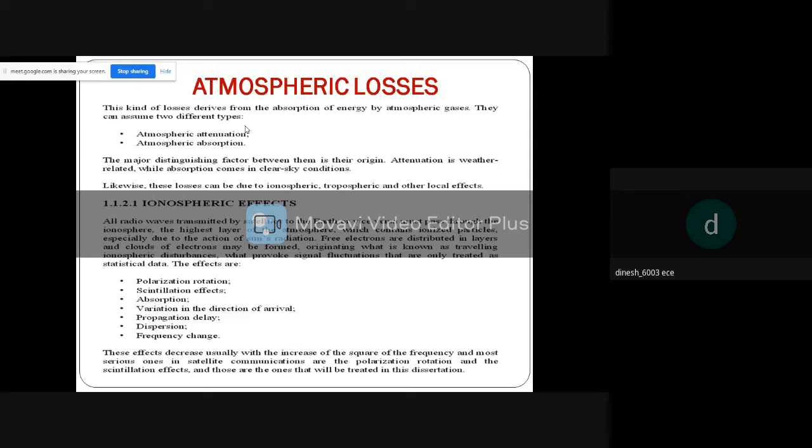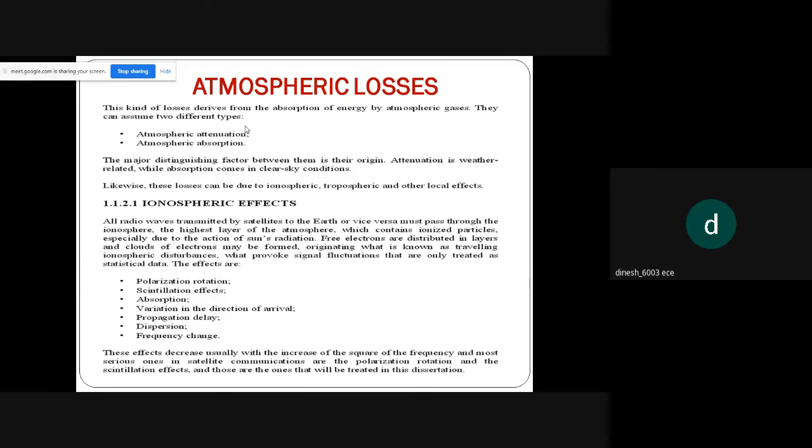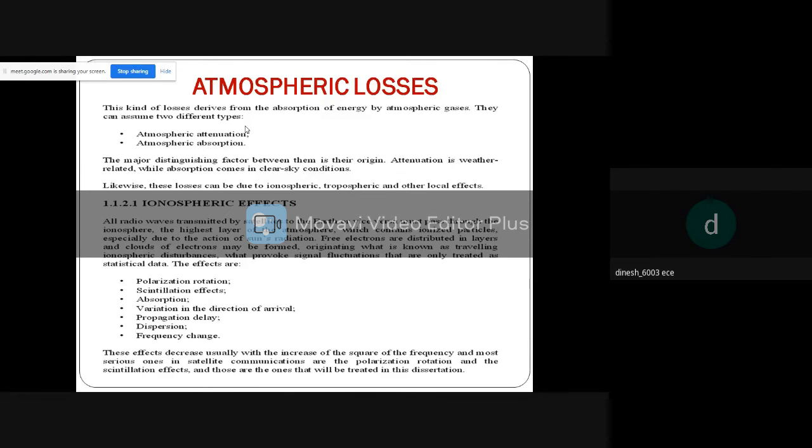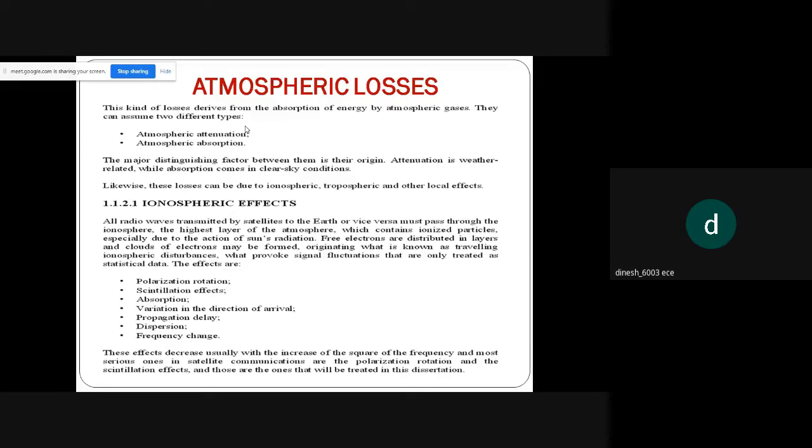The effects due to these traveling ionospheric disturbances are polarization rotation, scintillation effects, absorption, variation in the direction of arrival, propagation delay, dispersion and frequency change. These effects usually decrease with the square of the frequency, and the most serious one in satellite communication is polarization rotation.